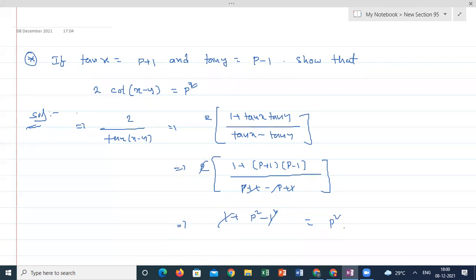So I am taking LHS here. I proved it as RHS. Will you agree? Is it clear? Yes, sir. If you are able to remember cot of x minus y value straight away, you can apply also. That is also fine. Well and good.